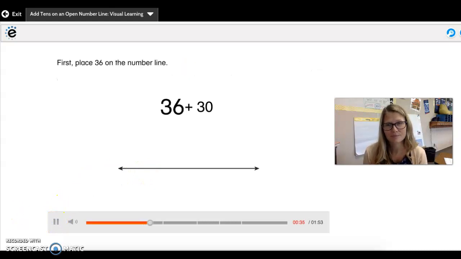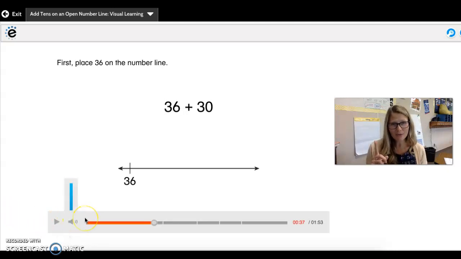First, place 36 on the number line. Why are we starting with 36? Remember, when we're adding, it's easier to start with the biggest number on your number line and then count on. Plus, we're going to be adding just our tens to make this part a little easier and then trying ones.